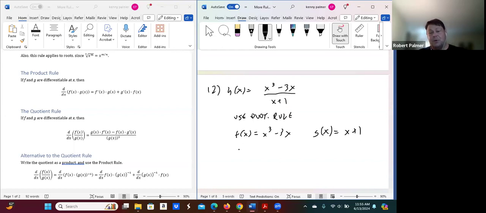Then take the derivative of each one. f prime of x: the derivative of x cubed is 3x squared. The derivative of negative 3x is, pull out the negative 3, and the derivative of x is 1, so just 3x squared minus 3. And over here, g prime of x is nice. It's simply 1, since the derivative of x is 1 and the derivative of a constant is 0.